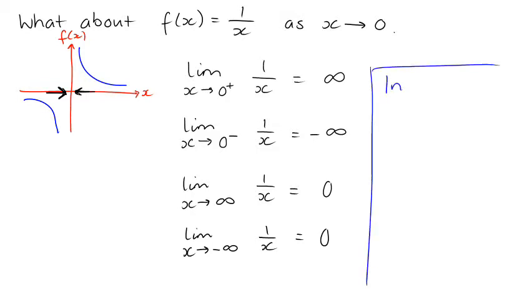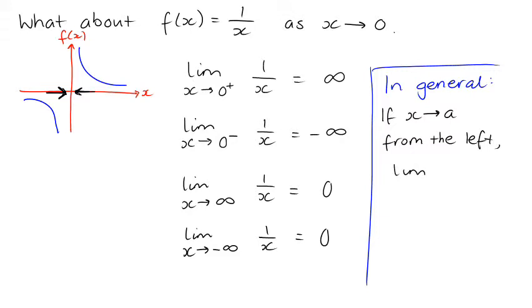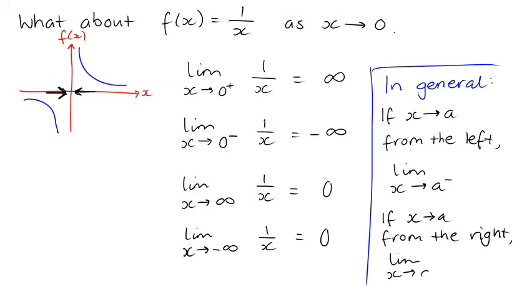Right, so in general, if x approaches a from the left, then it's the limit as x approaches a from the negative side. And if x approaches a from the right, then it's the limit as x is approaching a from the positive side. That you can pretty much work out yourselves, because if you're approaching from the right-hand side of the graph, it's the positive side of x, so it's as x is approaching the positive side of a. And if it's approaching from the left, then it's from the negative side.